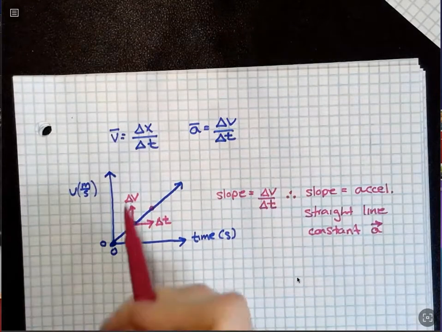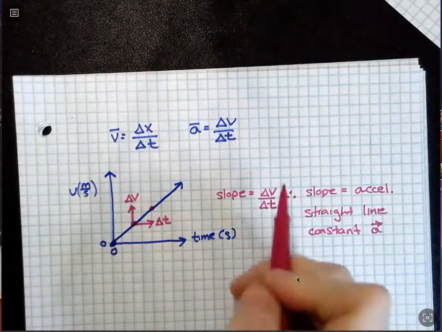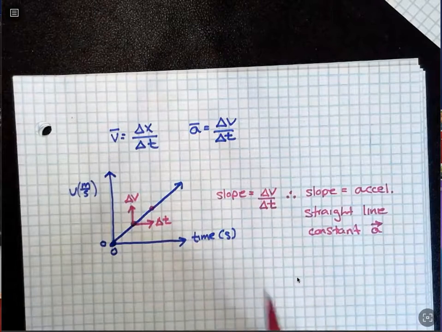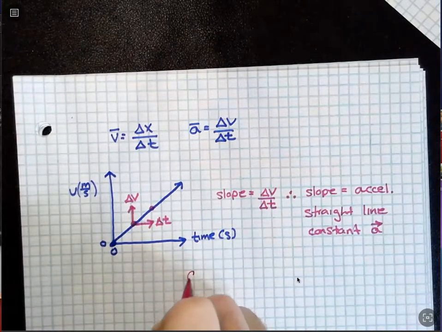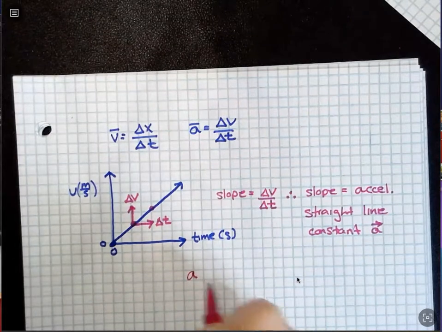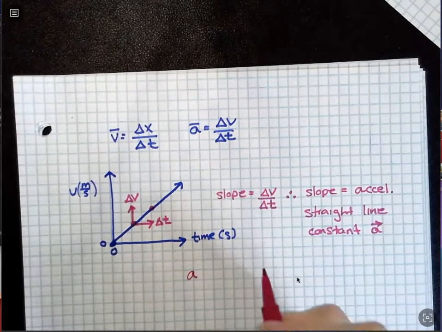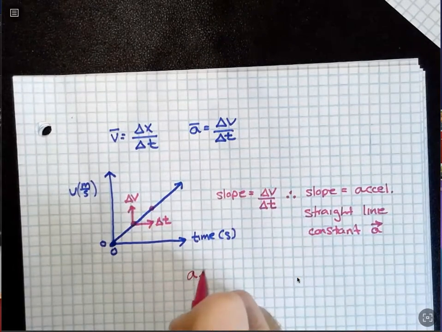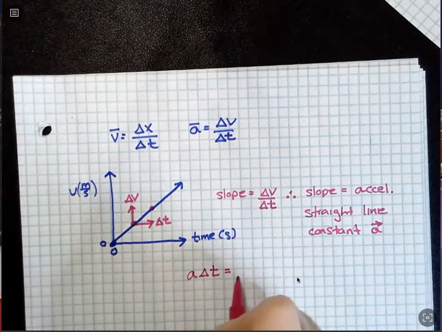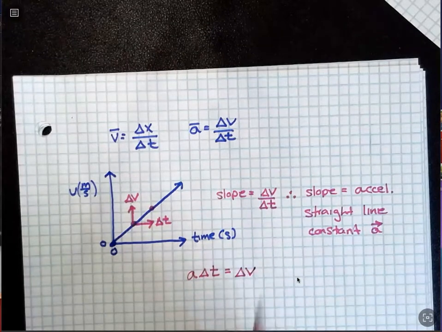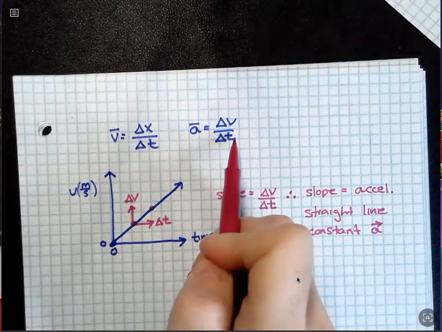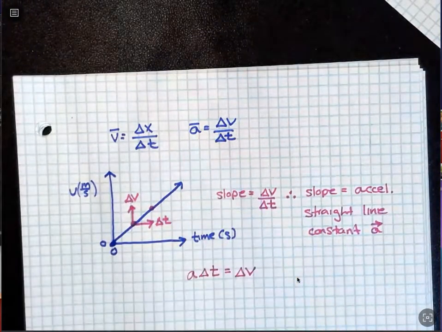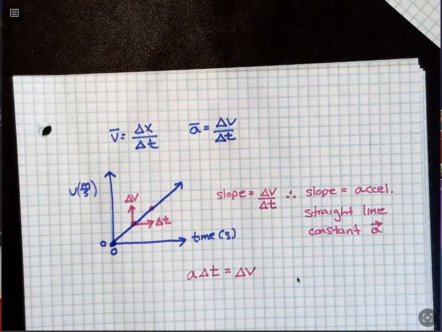Okay, now why did I take the time to show you this graph here? Well, if we look at that slope of this line, we can write it as such. a is our slope, right, times time, delta t, is equal to delta v. What I've done is I've just taken the delta t from here and moved it over by multiplying both sides of the equation by delta t.